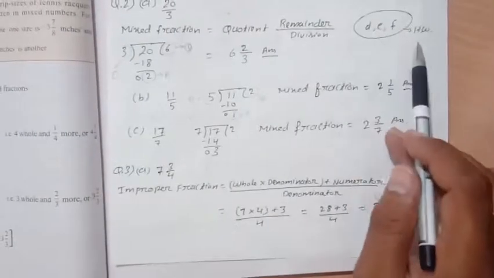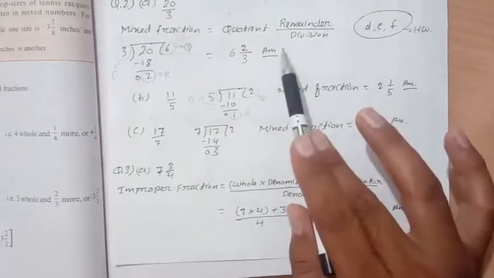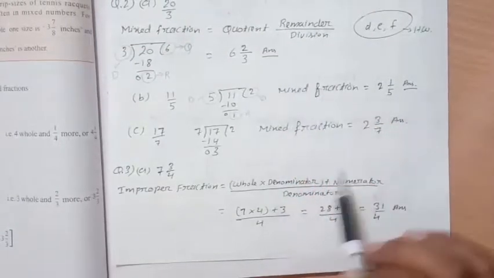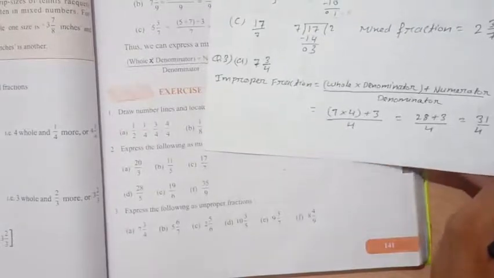Now, D, E, F is homework. Very simple questions; you know very well how to write in the format of q, r and d. Okay, now in the third question, express the following as improper fractions. Now here is the question, 7 3 by 4. We have to convert into an improper fraction.